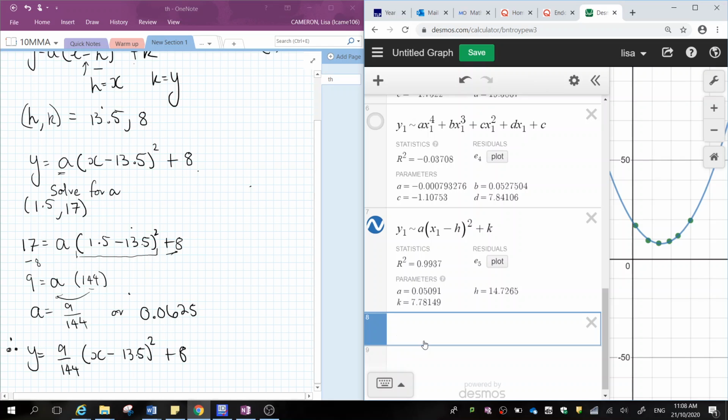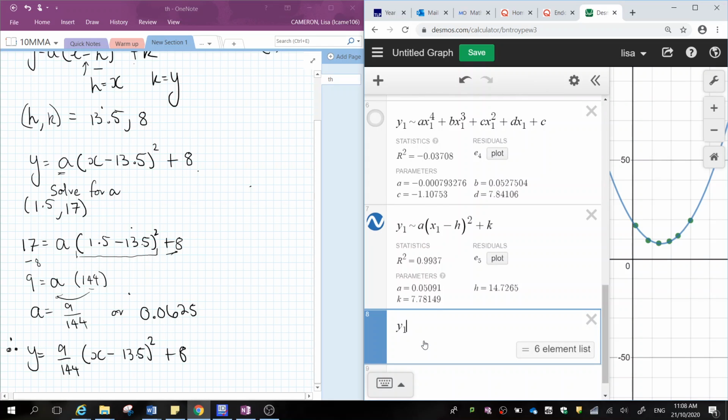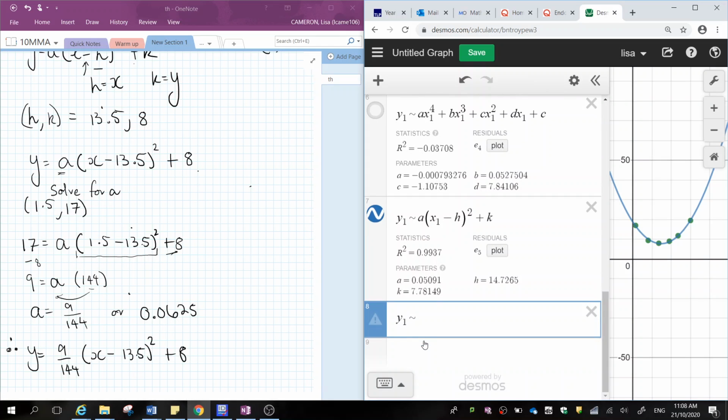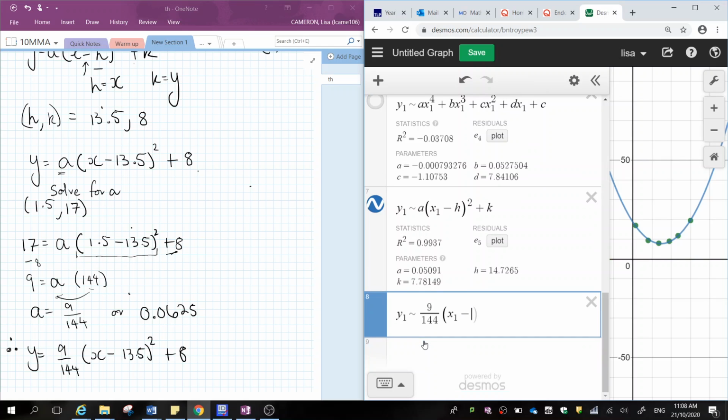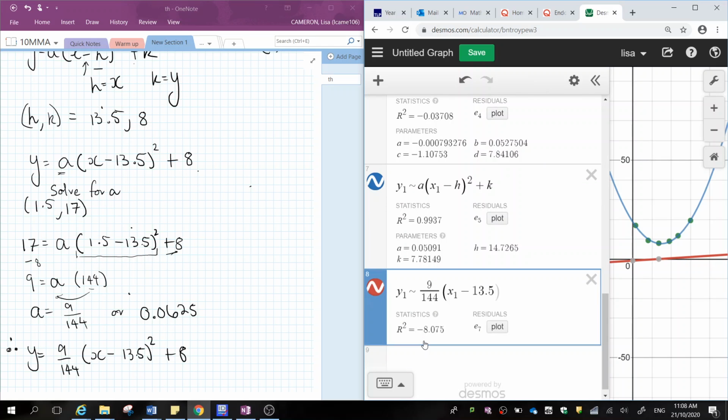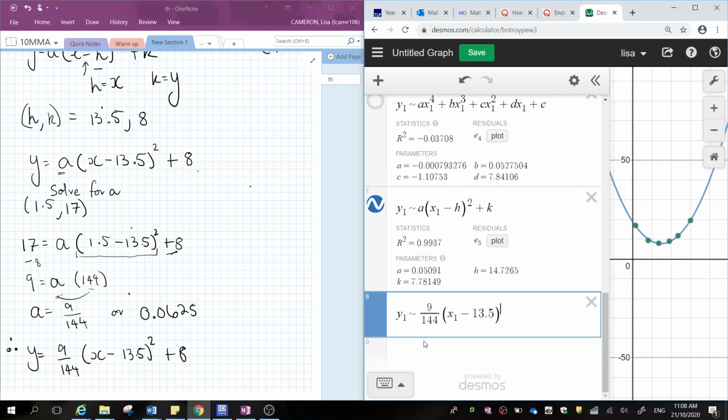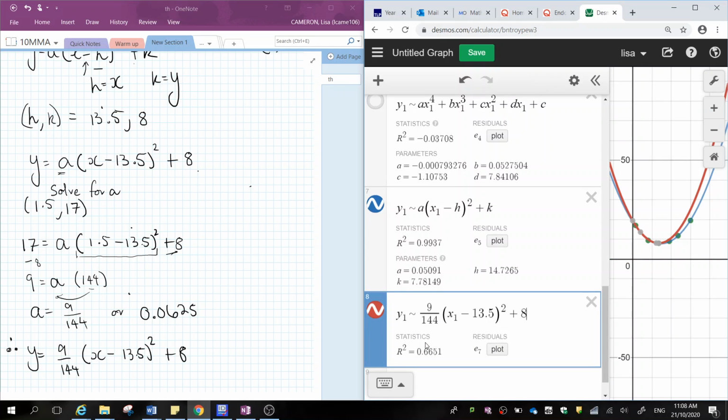Now I'm going to test that in Desmos so that I can prove that the computer gives me a better score. So y1 equals 9 over 144 (x1 minus 13.5) to the power of 2 plus 8. Okay, so it's saying that my regression score for that one is 0.6651, which is far worse than the one that the computer gave me.